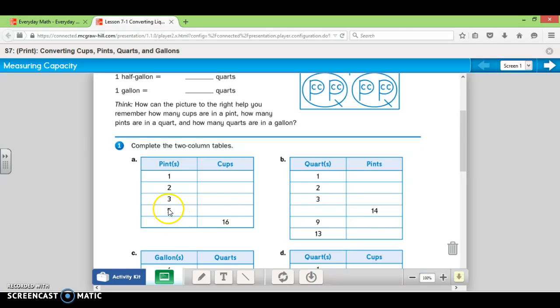So you're going to finish 3, 5, and 16 on A. And you're going to finish 14, 9, 13 on B. Bring your math journal and a pencil to group.